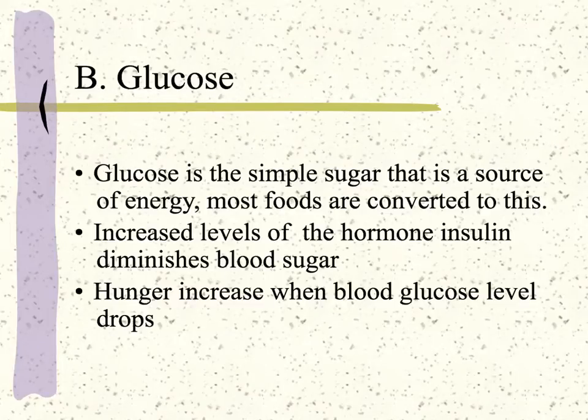Glucose has a lot to do with homeostasis and regulating our physiological equilibrium. Glucose, as you may have remembered from previous units, is the simple sugar that is a source of energy. Most foods are converted to this after they're consumed. However, increased secretions of insulin from the pancreas can diminish glucose. And if glucose is diminished, we become hungry.